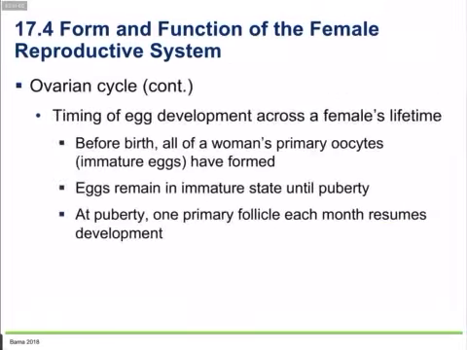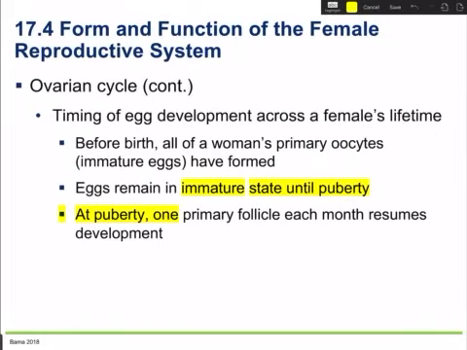Looking at this right here, before a female is born, when they're in their mother's womb, it's pretty much determined how many eggs they're going to have. So I'm a female, and when I was in my mother's womb, it was chosen that I was going to have this many eggs. I was born with those eggs in an immature state until I hit puberty. At puberty, I started releasing those eggs, one ovary at a time, every month.